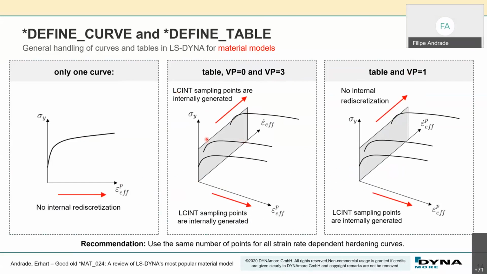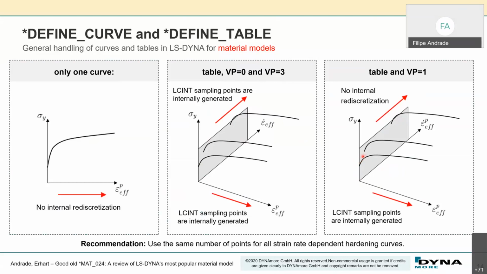Yes, especially for lower strain rates, because normally the values of the lowest strain rates are quite small in comparison to the other values. You might lose some resolution exactly at the beginning of your table. And in the case of VP1, we have a rediscretization of the points in the plastic strain direction, but no internal rediscretization in the strain rate direction. So this is a big difference, actually, again especially for lower strain rates, where things are quite nonlinear at the beginning.